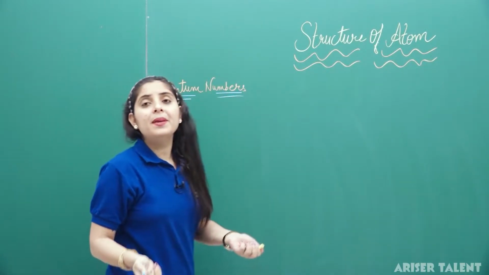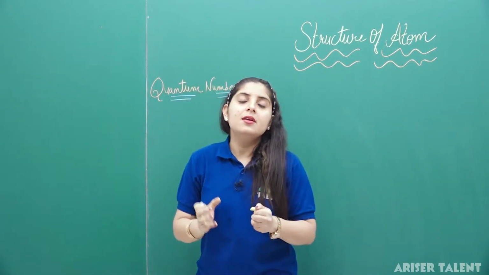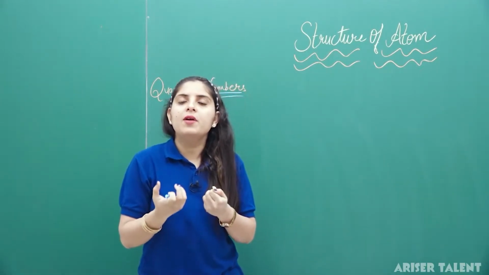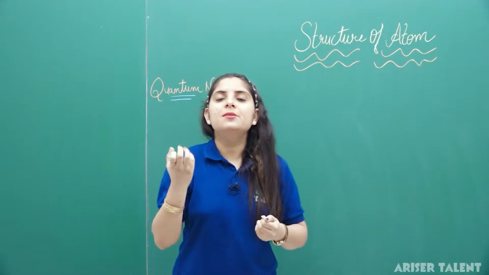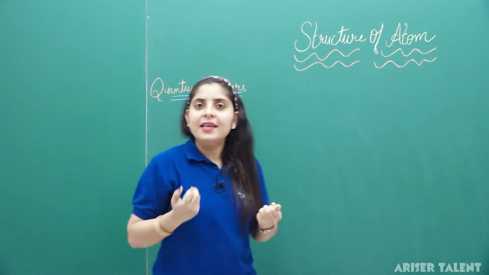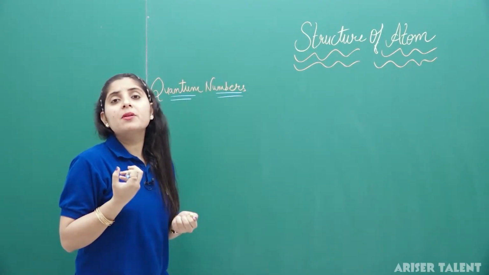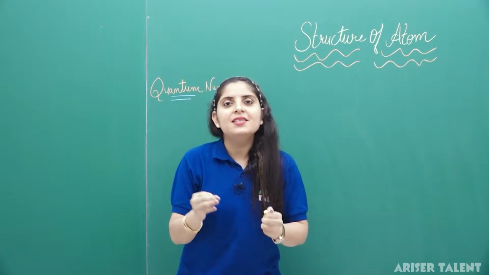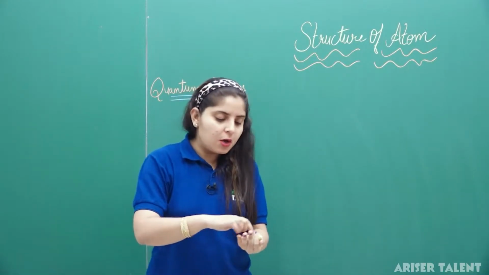So what basically is a quantum number? Quantum numbers are the set of numbers which is used to define the shape and space of an electron in the outermost orbit of any atom. So what will quantum numbers specify? They will specify the shape, size and the number of electrons in the orbit.